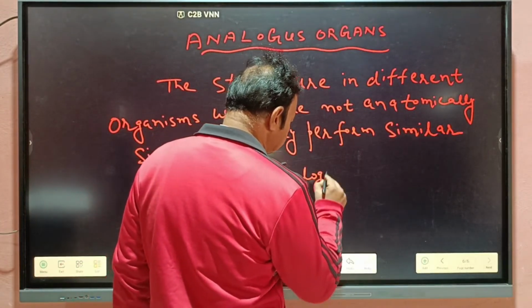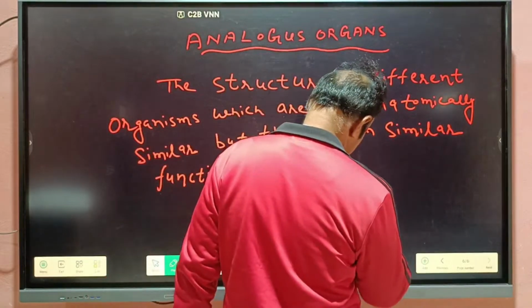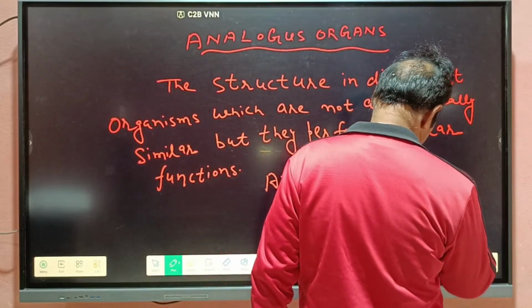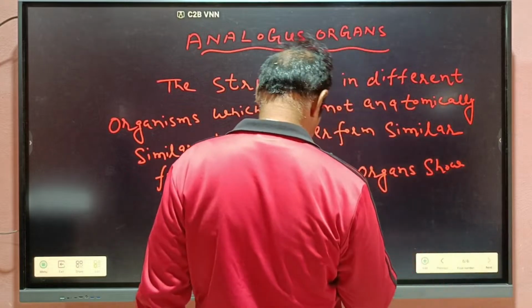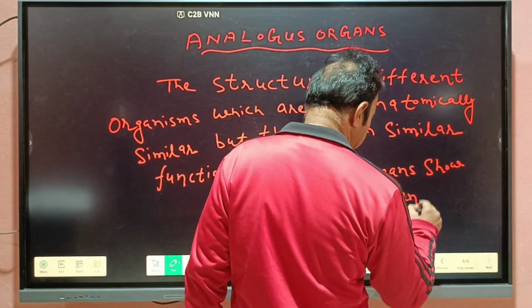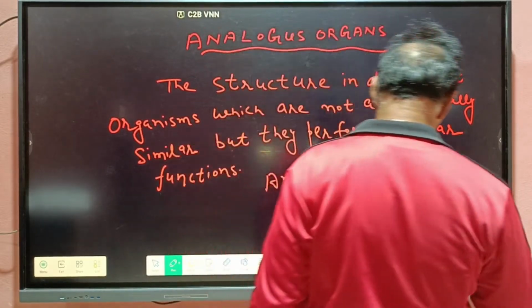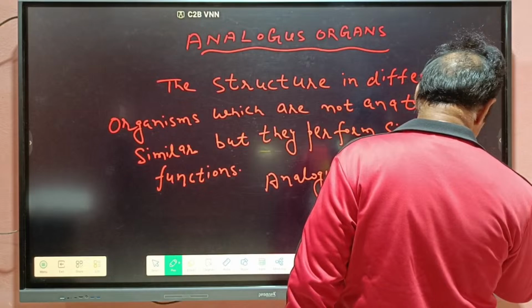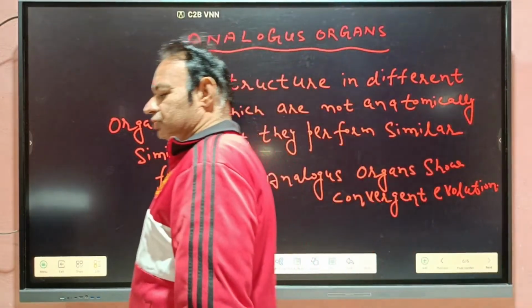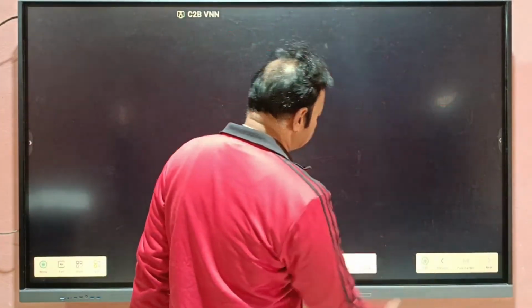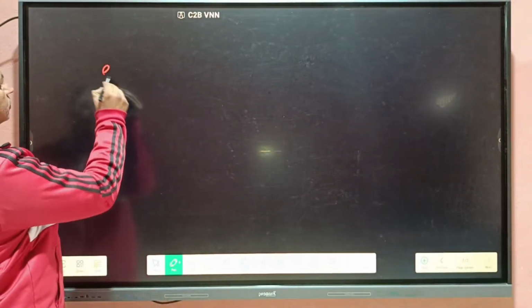Analogous organs show convergent evolution. They show convergent evolution. What are the examples of analogous organs? I am discussing with you the examples of analogous organs.